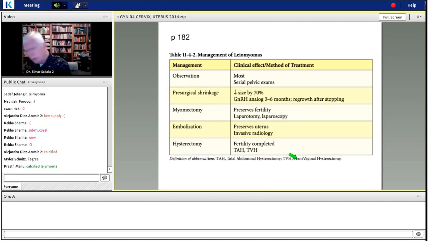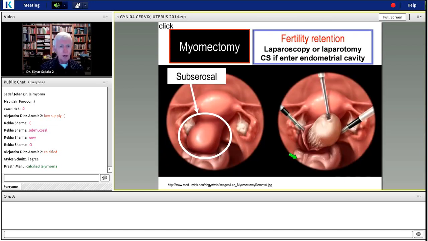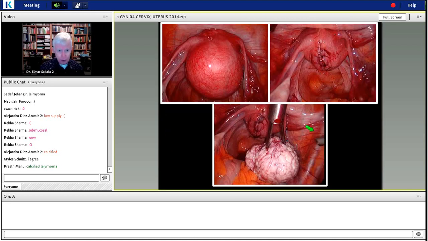Okay, on page 182, it really goes through what I just said, only in a tabular fashion. Okay, when we look at myomectomy, here we have a fairly large subserosal leiomyoma. It's got a fairly thick base here. And this is a laparoscopic myomectomy. If the uterine cavity is entered, it increases the risk of uterine rupture. But if it's not entered, it is okay.